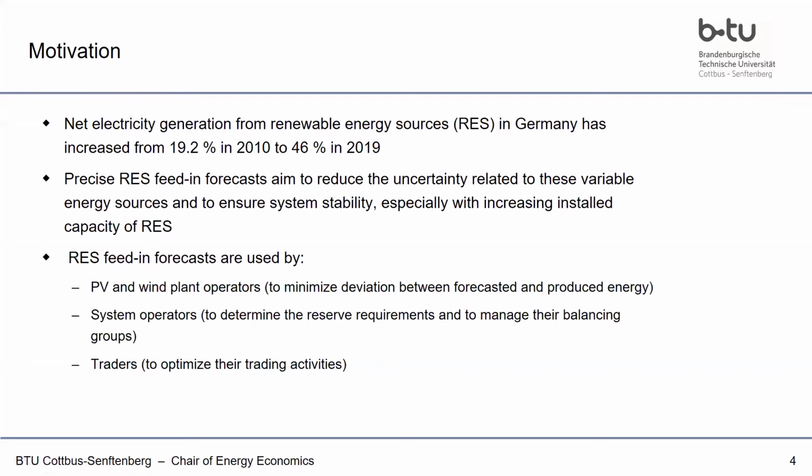So what is the main motivation? Net electricity generated from renewable energy sources in Germany has increased from 19.2% in 2010 up to 46% in 2019. The precise renewable energy feed-in forecasts aim to reduce the uncertainty related to these variable energy sources and to ensure system stability, especially when we have an increasing share of renewable energy sources in the system.